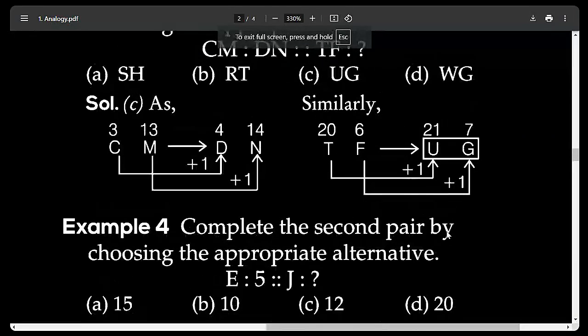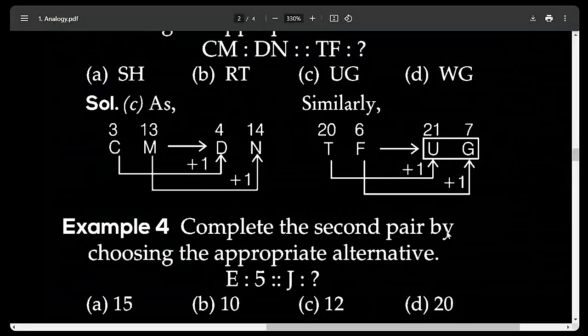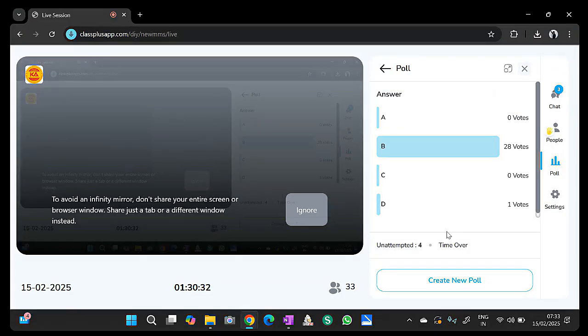This is a very simple question. E is to 5 as J is to question mark. Ten seconds are remaining. And time up. Only one wrong answer I received, that is D.